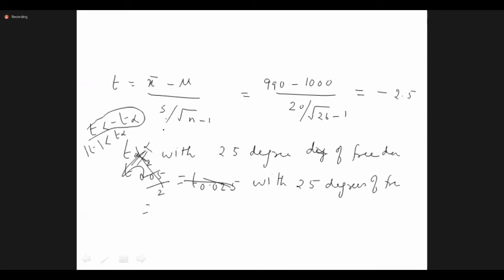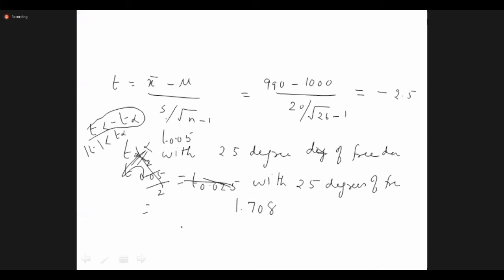I will take T alpha, T at 0.05. Since it is a left tail test, two tail test means alpha by 2 I would have taken. So I am getting T at 0.05 from the top and left side 25, 1.708. Left tail test, right tail test, only T alpha, Z alpha only we will take.